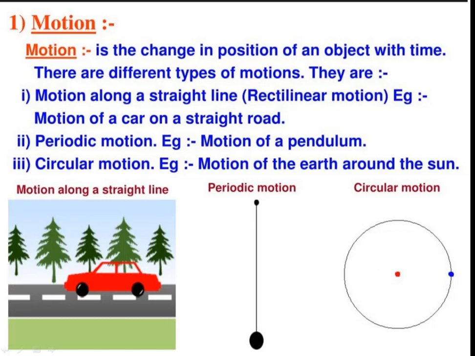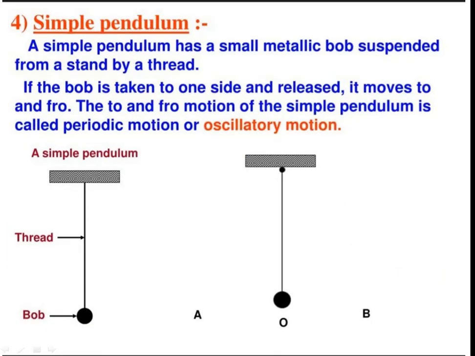Motion is change in position of an object with time. There are different types of motions. Motion along a straight line, rectilinear motion, for example, motion of a car on a straight road. Periodic motion, for example, motion of a pendulum. Circular motion, for example, motion of the earth around the sun.